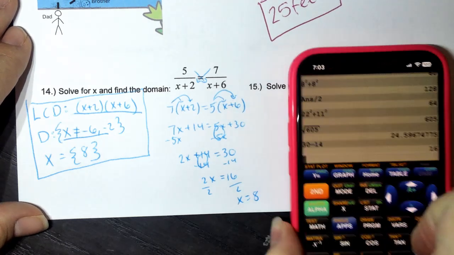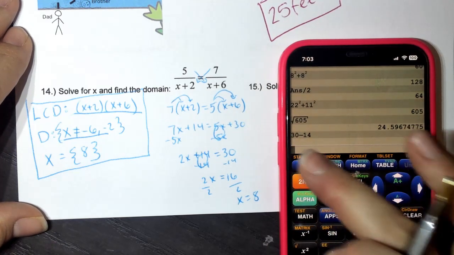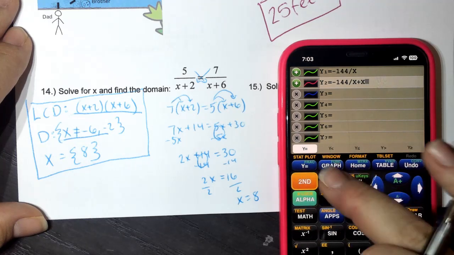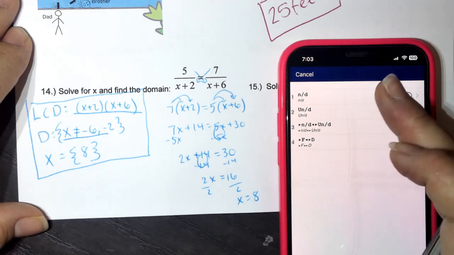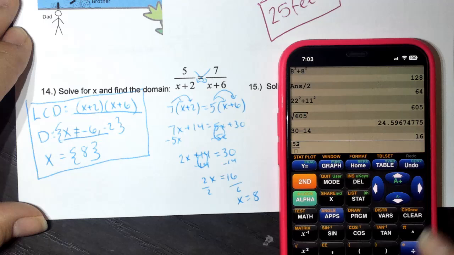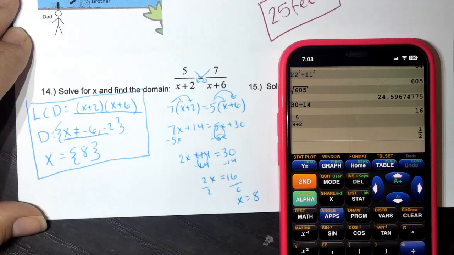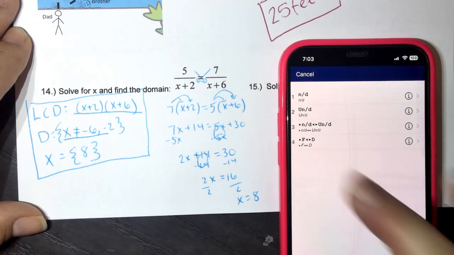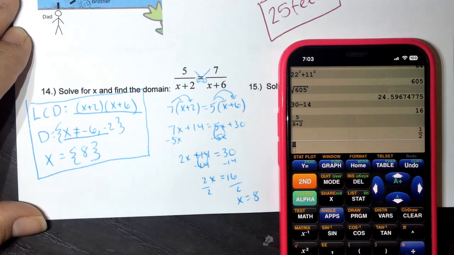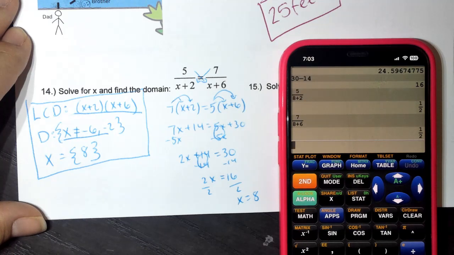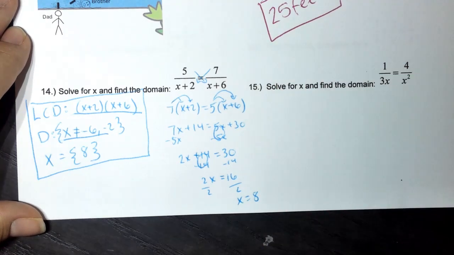Now you can still plug these in. So you would do 5 over 8 plus 2, and that equals this. And then you would do 7 over 8 plus 6, and that also equals a half, so that is correct.